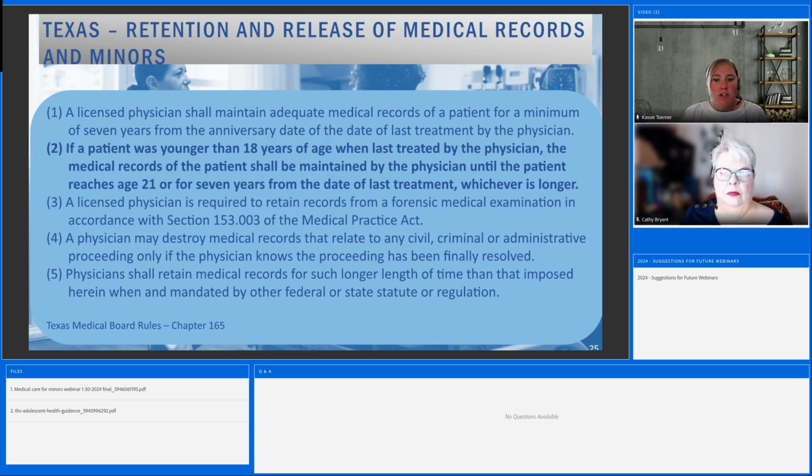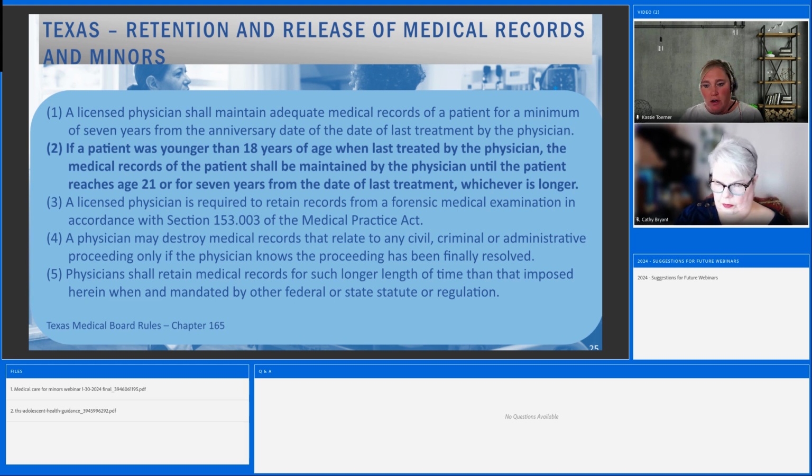So, how long do you have to keep their medical records? This is from the Texas Medical Board rules. They outline in Chapter 165 the requirements. The primary one here is if a patient is younger than 18 years of age when last treated by the physician, the medical record shall be maintained by the physician until the age of 21, or for 7 years from the last date of treatment. So whichever time frame is longer.